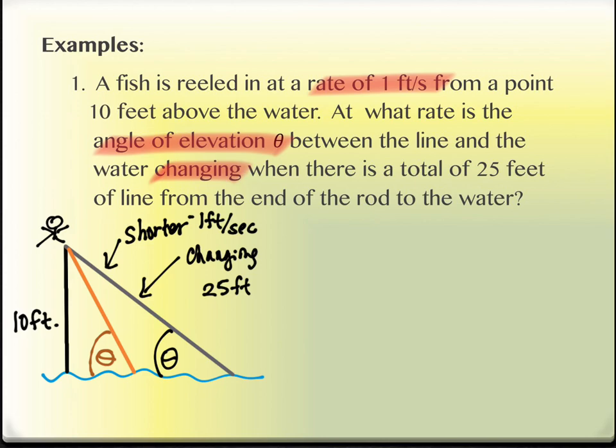So if I do the 10 feet, is it the opposite, the adjacent, or the hypotenuse? Opposite. This one's opposite. What about my fishing line over here? It's hypotenuse. That one's the hypotenuse. So which trig quantity relates the opposite and the hypotenuse? Sine. That would be sine. So sine is what I'm going to want to use.